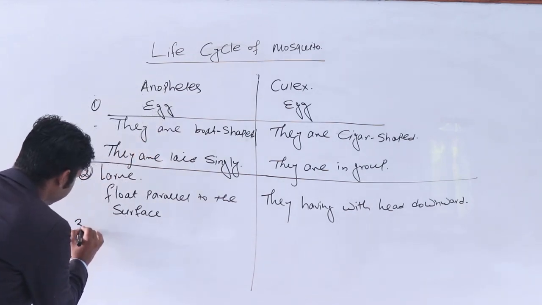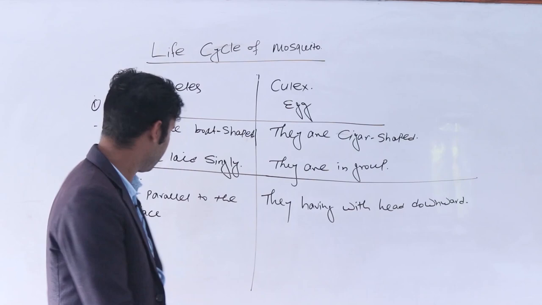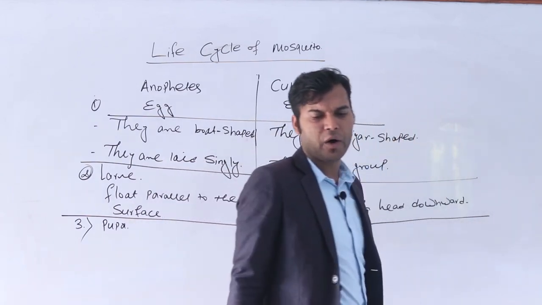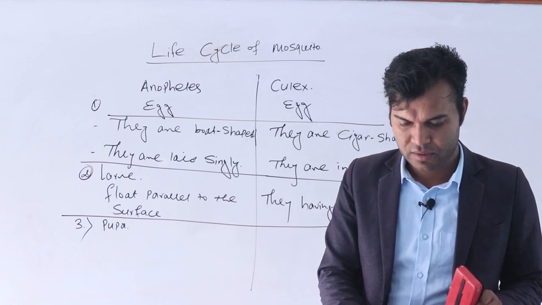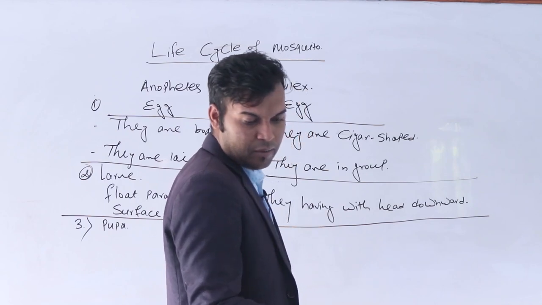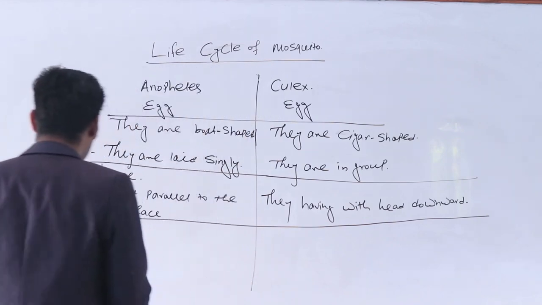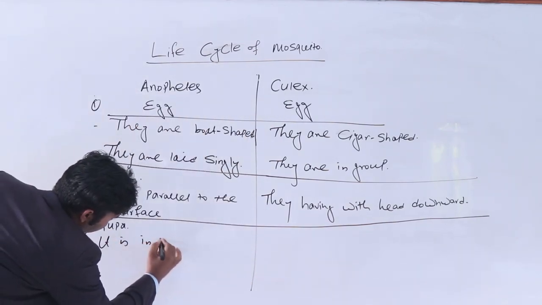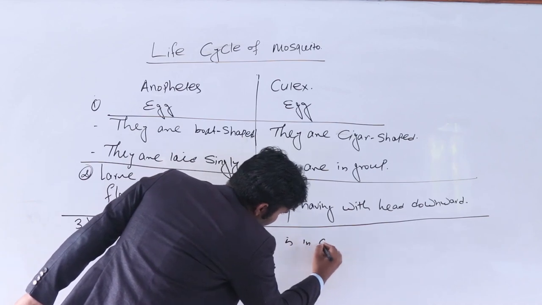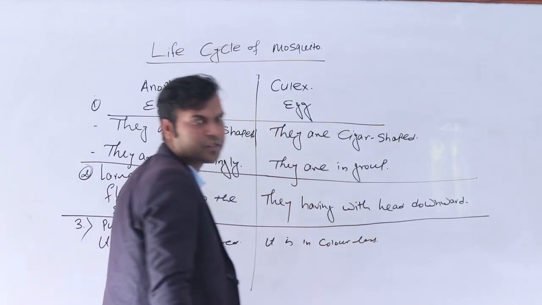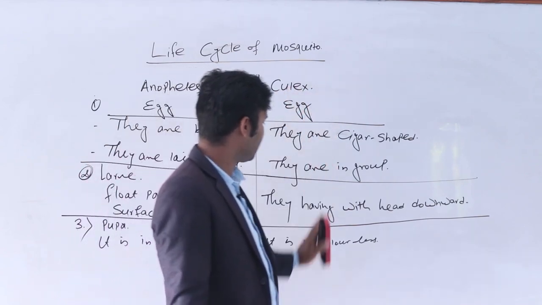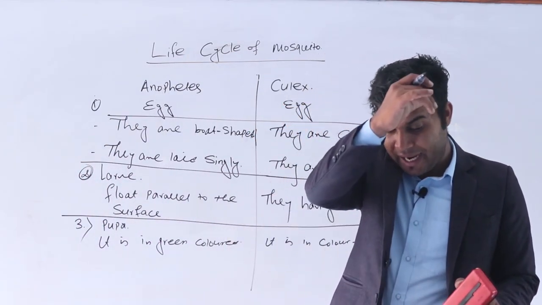Okay. Number three, pupa. How do we separate in the pupa stage? Anopheles and culex, how do we separate? The pupa of anopheles is green color. The pupa of culex is colorless. Isn't it? Okay. And the last one is adult.